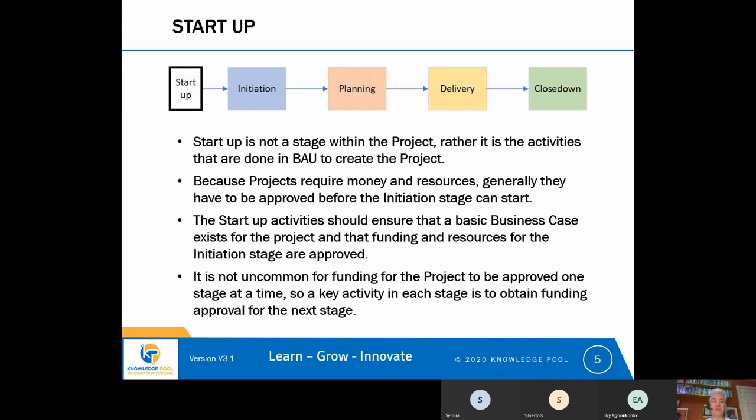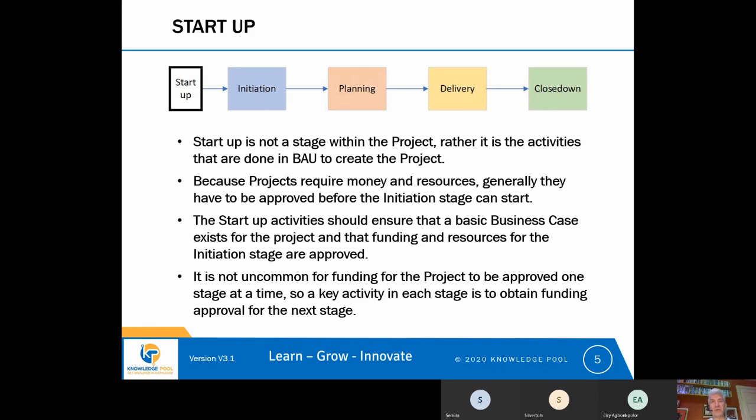In the planning stage, the funding for the delivery stage would be approved, and so on. So this approach of approving the funding in stages gives the organisation more control over the cost, because it knows that it's only approving the next stage that needs to happen.